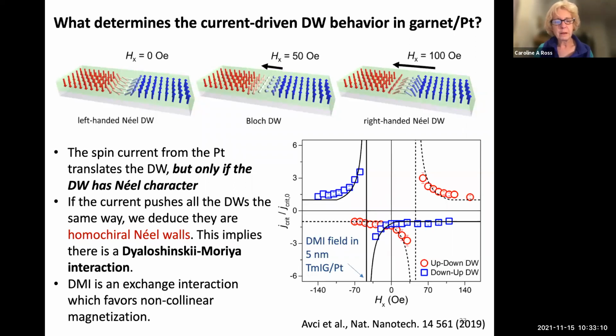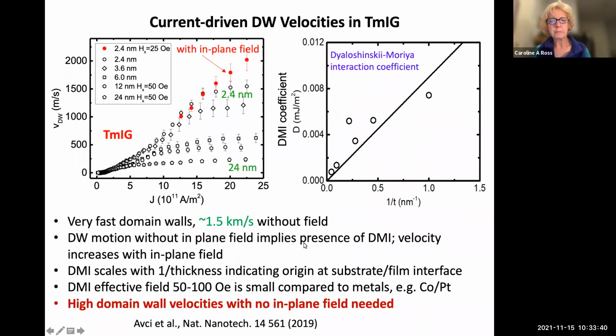And that means that there must be a DMI, a Dzyaloshinskii-Moriya interaction between the garnet and the substrate, in fact, which is making all the domain walls left-handed Néel domain walls. And if we apply an in-plane field to convert the Néel domain wall into a Bloch domain wall, then it stops moving, and we can use that to measure the strength of the DMI, which is about 50 Oersteds in this particular experiment. So with that in mind, we can understand now how to control the switching behavior or the speed of the domain wall.